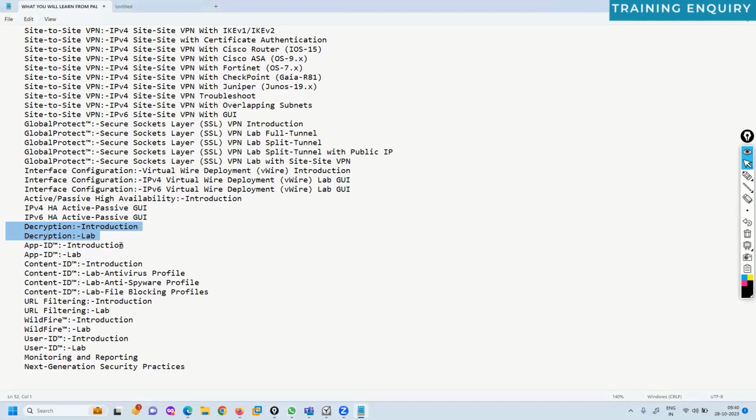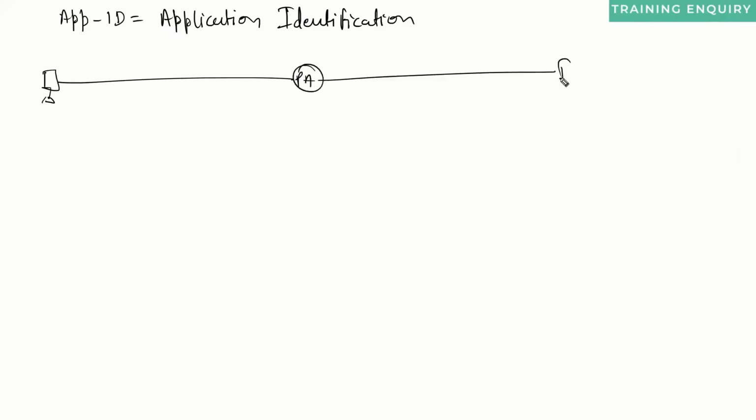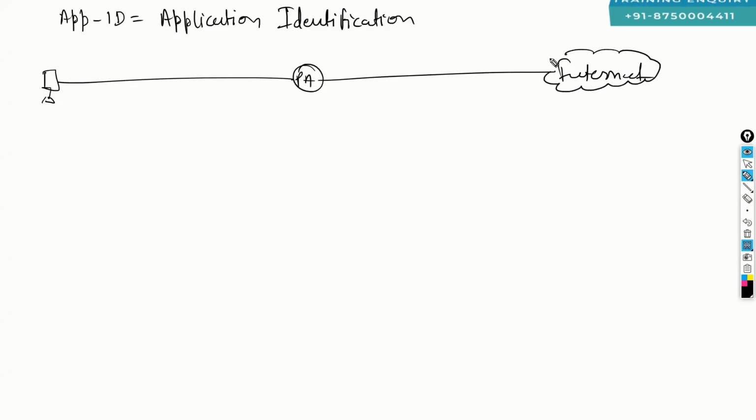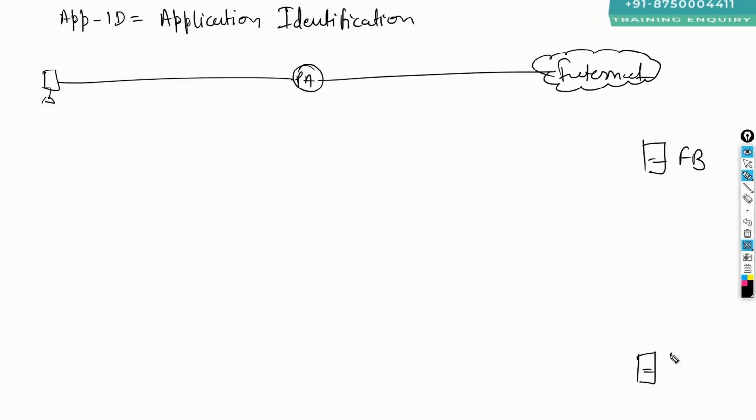Okay. Next we have here App-ID. So what is App-ID? To understand it, let's go with a diagram here. Same scenario. We have App-ID, which is called application identification. We have a PC, Palo Alto, internet. We have a server like Facebook, and we have a server like Gmail.